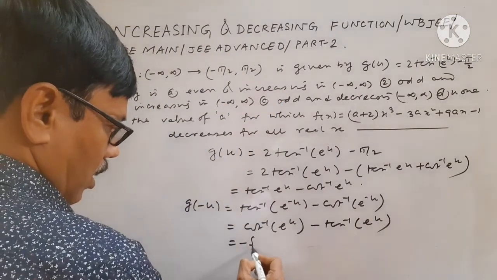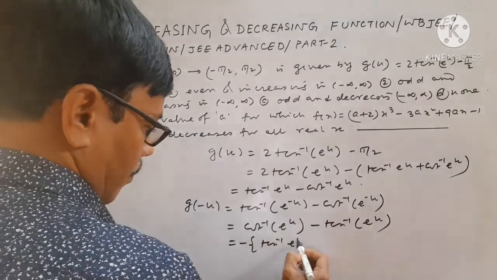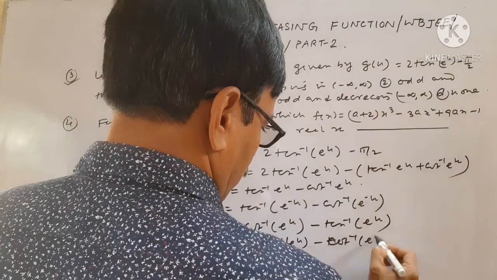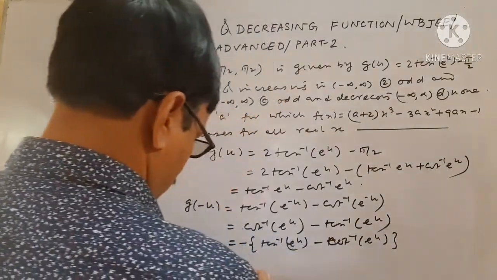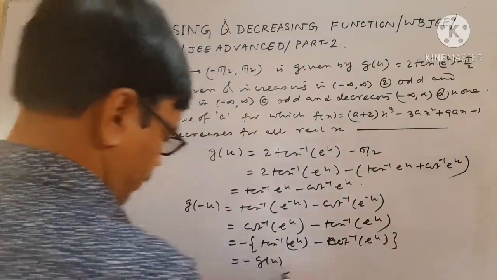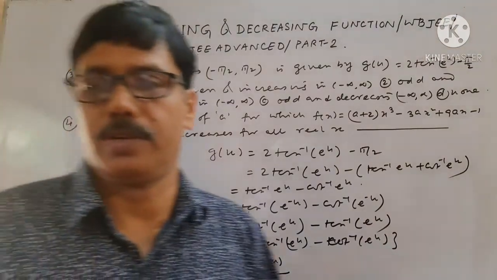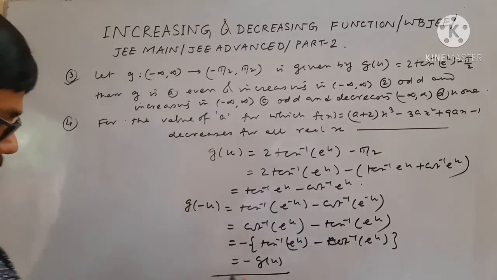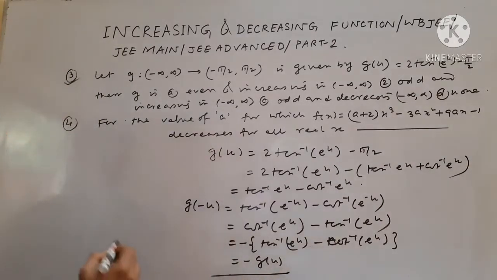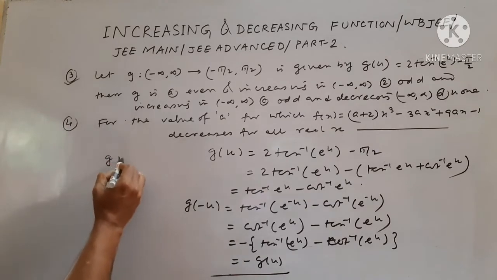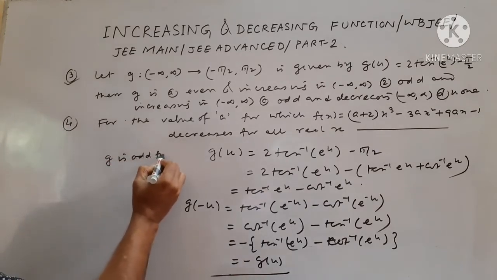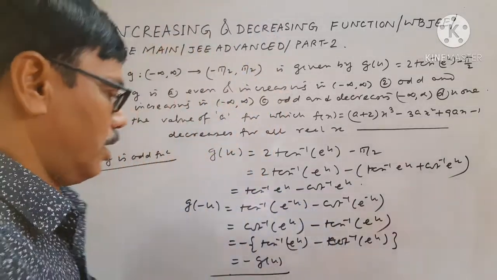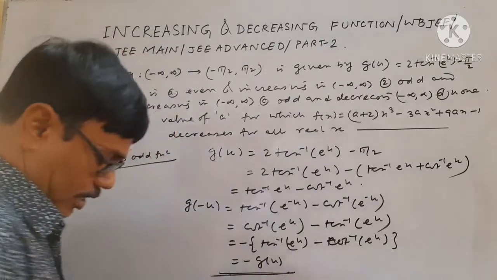So if you take minus common, tan inverse e to the power u minus cot inverse e to the power u equals minus g(u). Therefore, g is an odd function. So we are getting one option, that is g is odd.